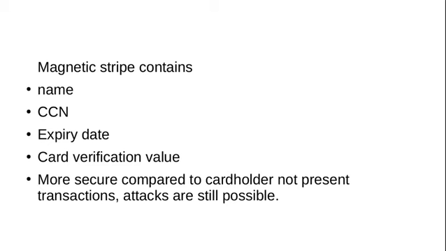The magnetic strip contains the name of the account holder, the credit card number, the expiry date of the credit card, and the card verification value. The card verification value is what you can see on the back of the card. It's a 3-digit number. And cardholder present transactions are more secure when compared to cardholder not present transactions.